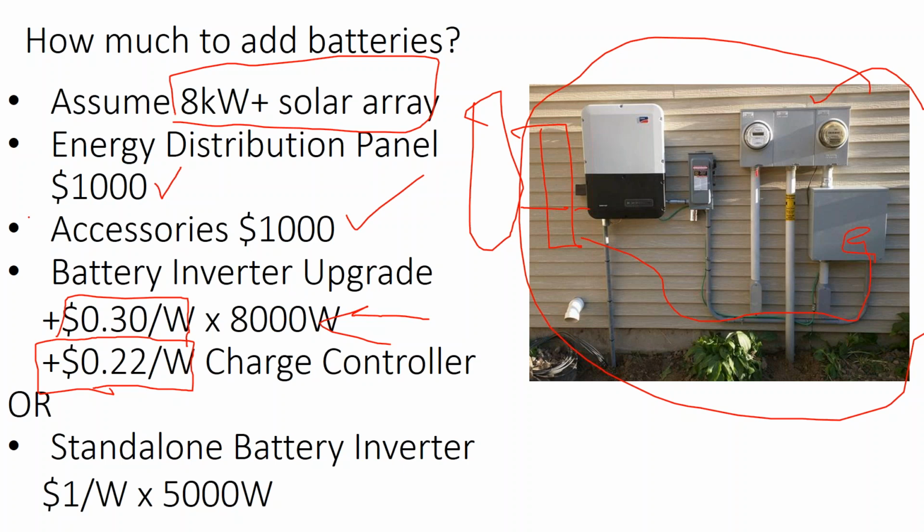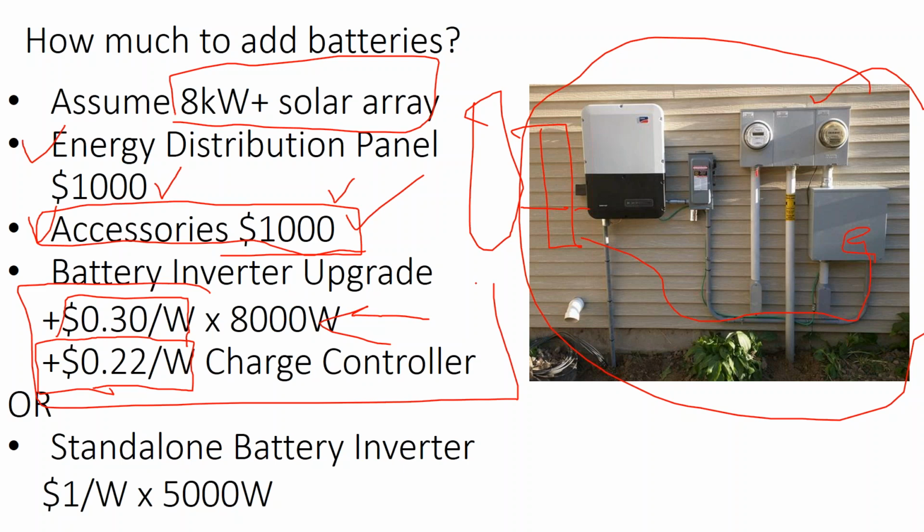So you're buying a service panel, you're buying all the additional battery temperature sensors and generator auto starts and automatic transfer switch to isolate yourself from the grid. Those accessory costs add up too. And then you get to the price difference between a separate inverter or a charge controller, and it's in roughly the same price range.